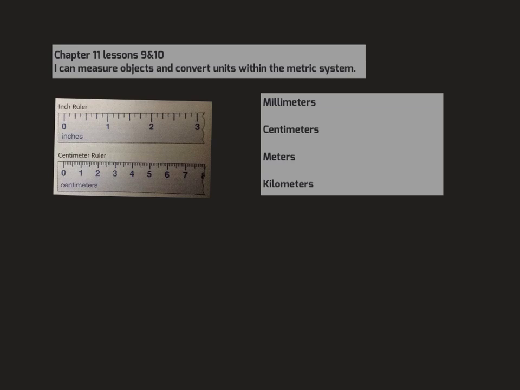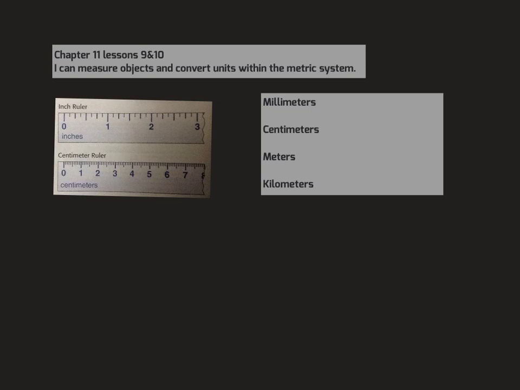This is Mrs. Haverstock, and we're back looking at Chapter 11 this week. We are focusing on lessons 9 and 10, and we've actually finished the first half of the chapter, and so we are working now on the metric system. So we've learned about customary measurements, we talked about cups and miles and feet and all that good stuff, and now we're moving to the metric system.